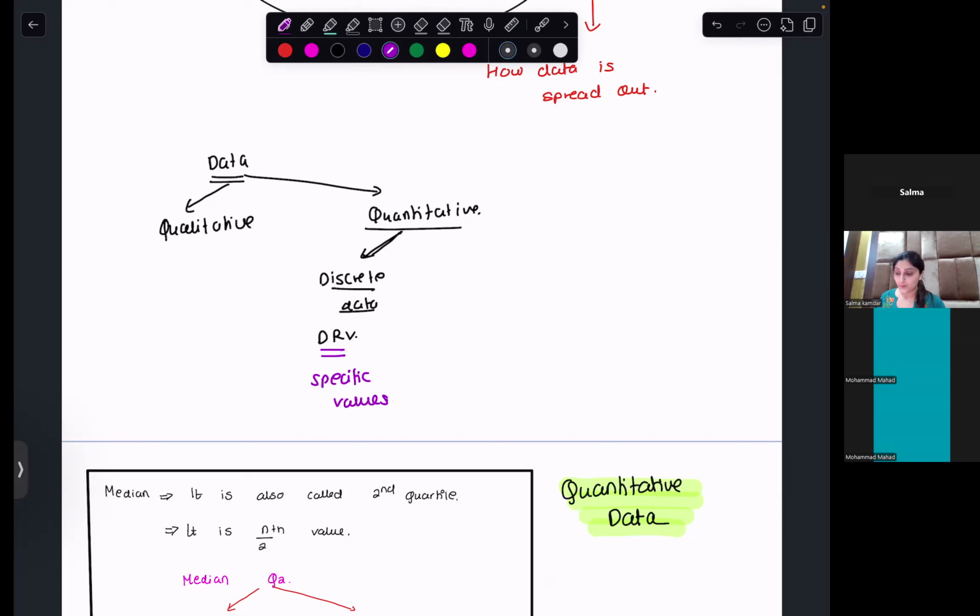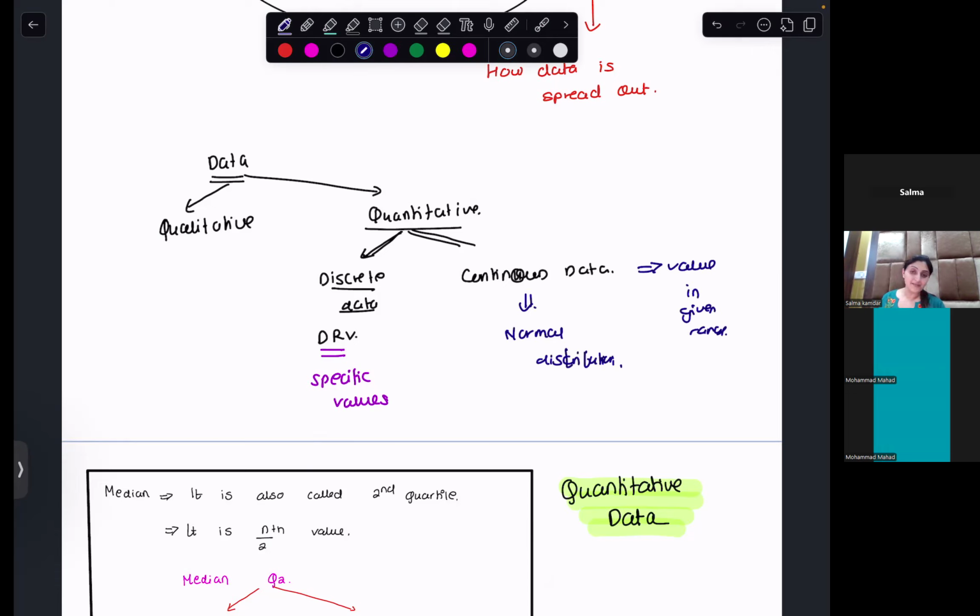Specific values. When I talk about continuous data, that means it takes any value in a given range. What is continuous data? It takes any value in the given range. So when we talk about continuous data, which chapter are we dealing with? Chapter 1, normal distribution. Okay, we are dealing with normal distribution.